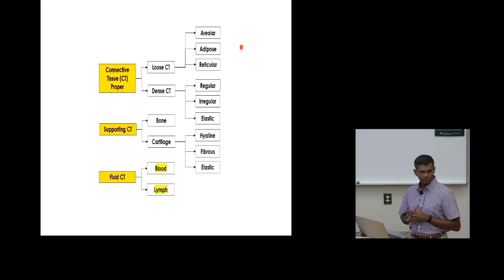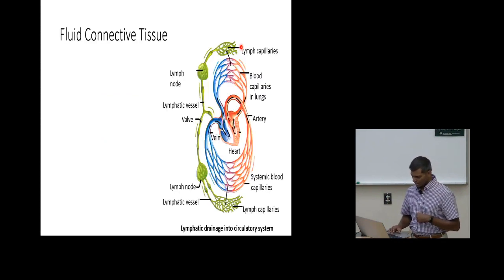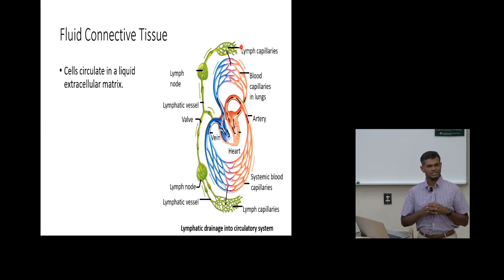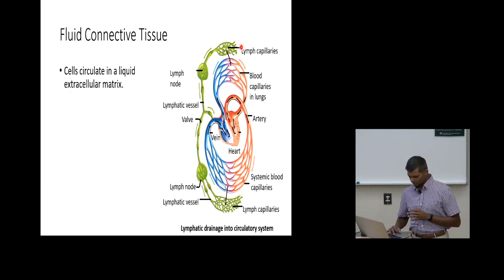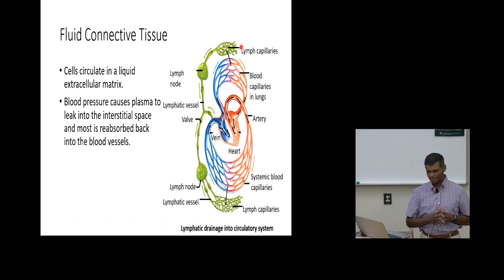So finally, we come to blood and lymph under the fluid connective tissue. And we will be talking about the various cells in the blood and also the plasma in which the blood cells are found. But for now, I just want to focus on how lymph is made.